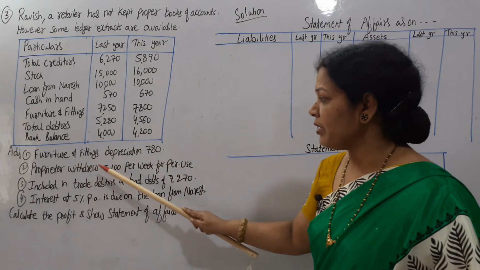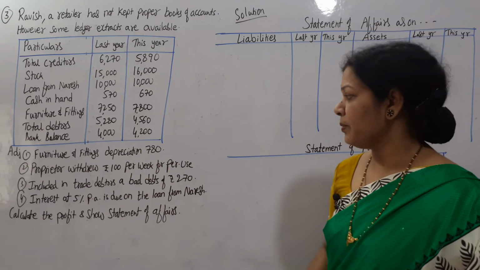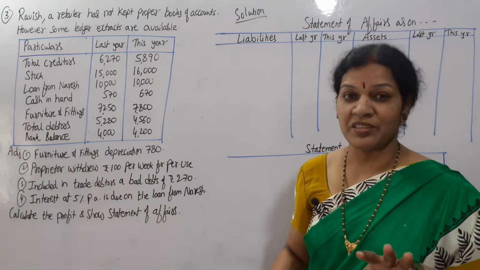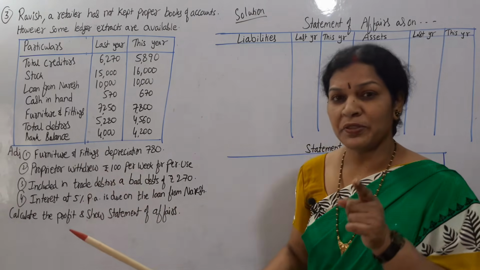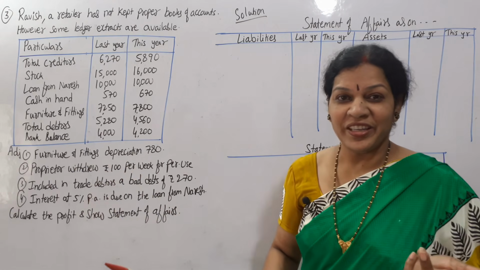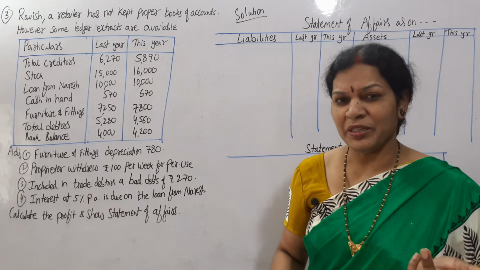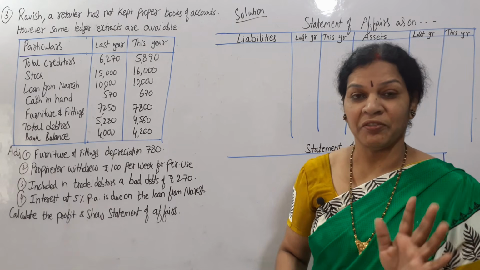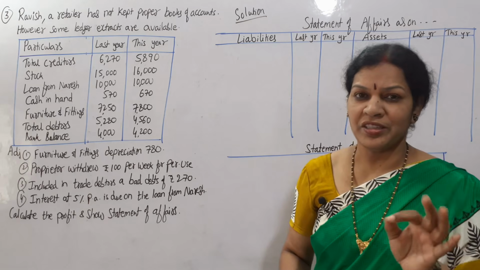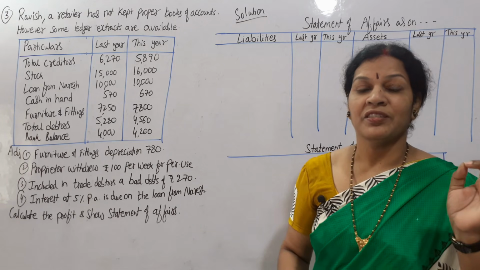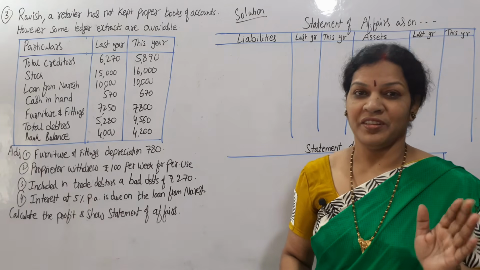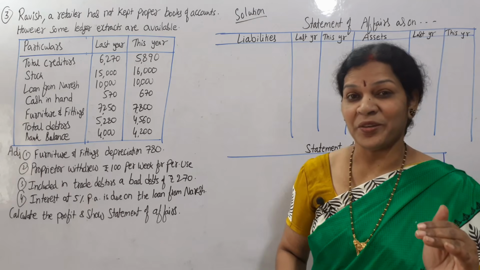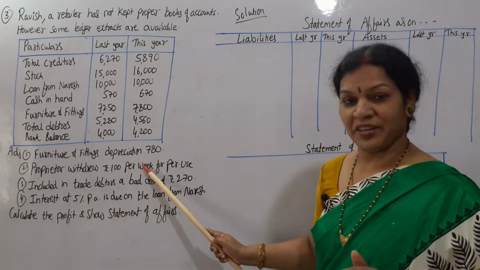Next, proprietor withdrew 100 rupees per week for personal use. Proprietor withdrew means this is drawings. Drawings are 100 rupees per week. Full year we have to calculate. How many weeks are there in a year? 52. 100 into 52, that will be the drawings. Drawings we are going to take into the statement of profit. We'll take first closing stock, closing capital, add drawings. You know, there we are going to add this one.